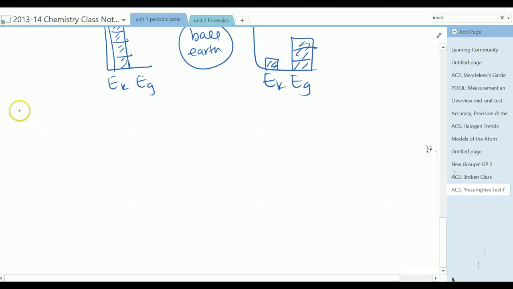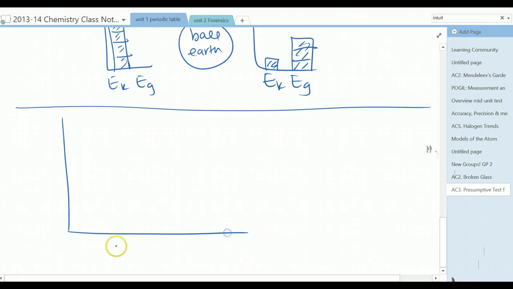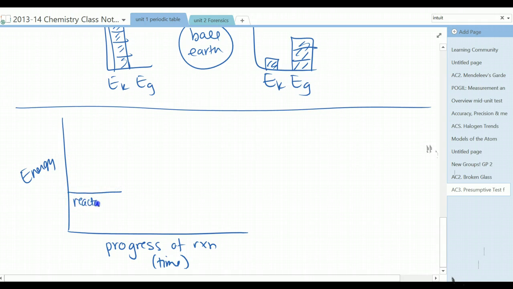So in a chemical reaction, we show that by showing the progress of the reaction, which you can kind of think of like time, and we show energy over here. So we graph the energy of the reactants down here, and then we show that there's this amount of energy that we have to overcome in order to get to the products. And we'll talk more about this when we get to our alternative energies unit, but when the reactants are higher than the products, we have an exothermic reaction.